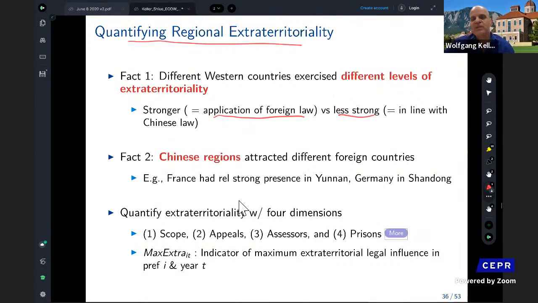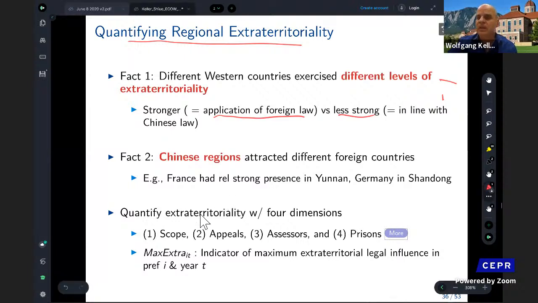Fact number two is different Chinese regions attracted to some extent different foreign countries. For example, France had a relatively strong presence in the southwestern province of Yunnan. Germany had a relatively strong presence in the province of Shandong. And so these two facts taken together allow us to now use these different strengths in extraterritoriality in order to understand better these effects.